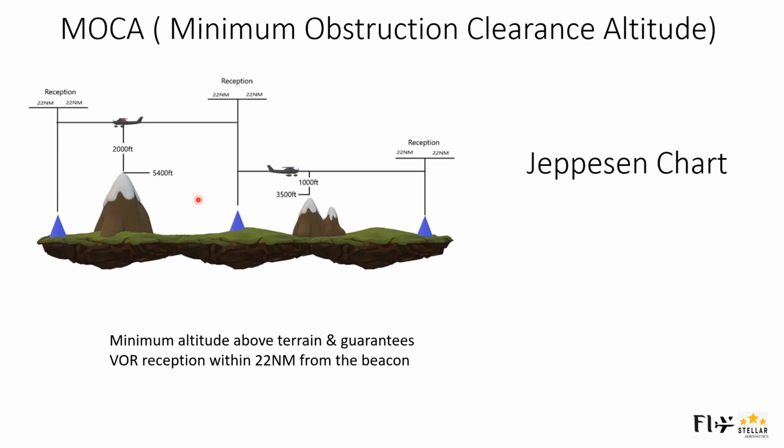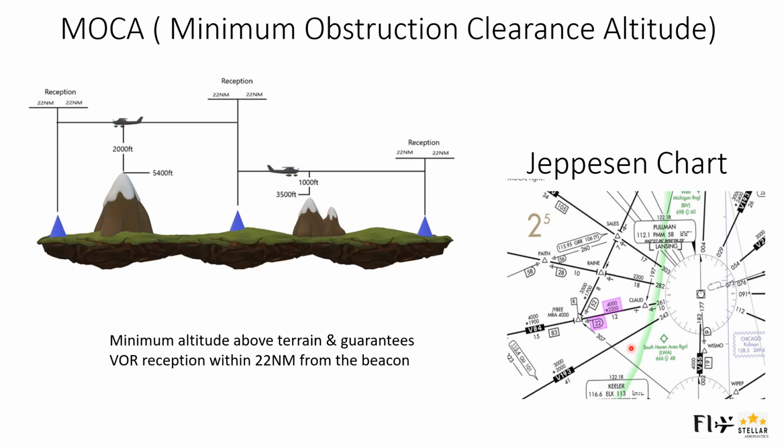On the Jeppesen chart, the bottom number with an asterisk at the start is MOCA. Over here, as you can see, it is 2200, which is representing MOCA.